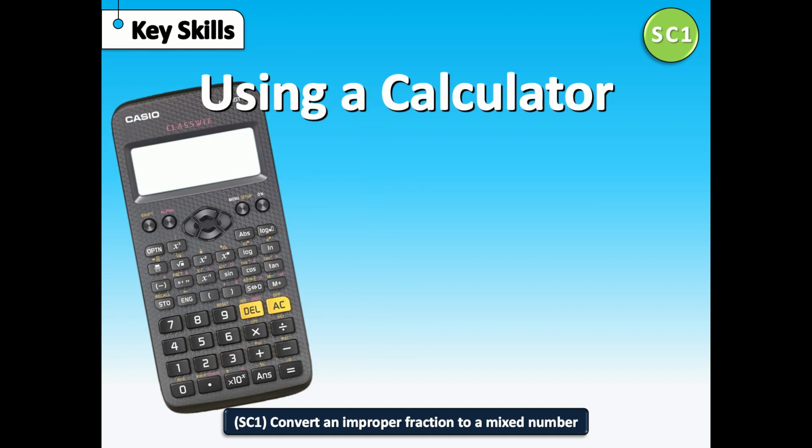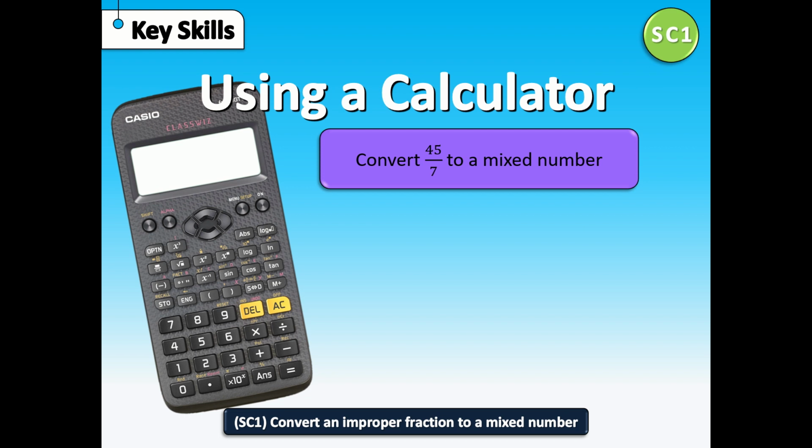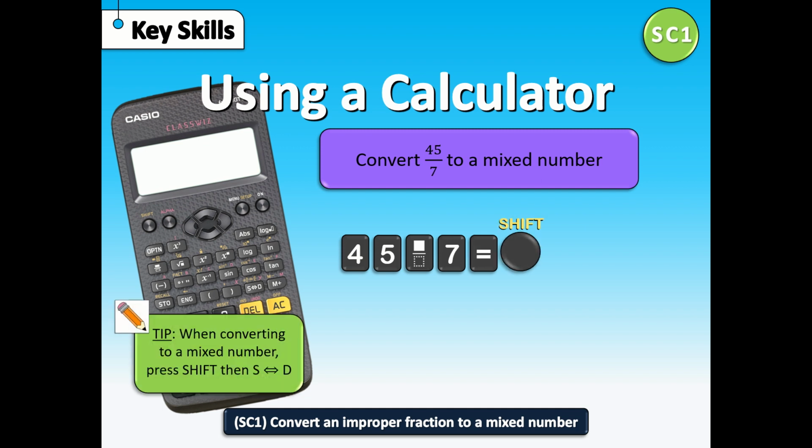We can also do this using a calculator. So if we want to convert 45 over 7 into a mixed number, we type in 45, then we use the fraction button, which looks like this, and then press 7. If we press equals, and then press shift, and then press SD, it should convert it into a mixed number, and we get 6 3 over 7.